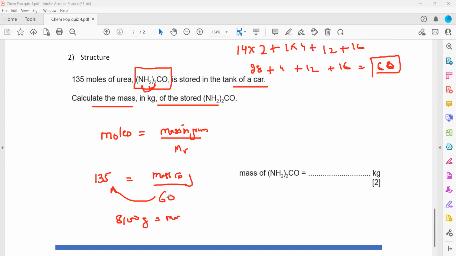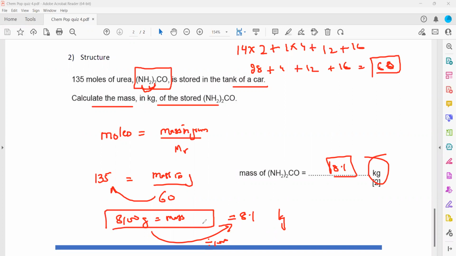But the question asks to calculate the mass in kilogram, not in gram. So you have to convert the gram to kilogram. How do we convert gram into kilogram? We divide by 1000. So when we divide by 1000, this gives us 8.1 kilogram. So the final answer is 8.1 kg. We use the formula moles equals mass in gram over molar mass, and moles multiplied by the molar mass gives the mass in gram. But because the question asked for mass in kilogram, we convert. So why is it 2 marks? 1 mark is for first getting the mass in gram, and the second mark is for converting gram into kilogram.